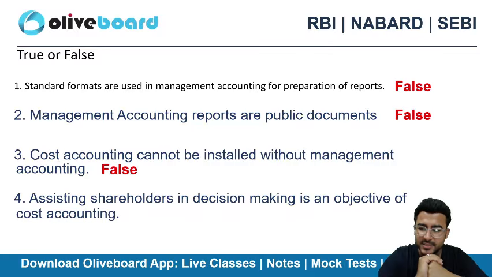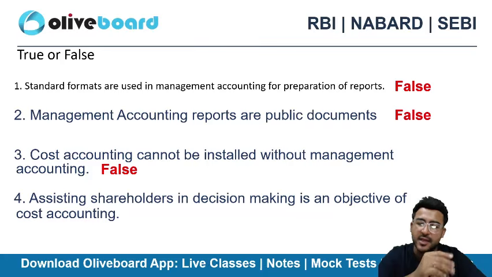Assisting shareholders in decision making is an objective of what? Financial accounting or management accounting? In management accounting, we consider information that is useful for managers, not shareholders. For shareholders, there is always financial accounting.